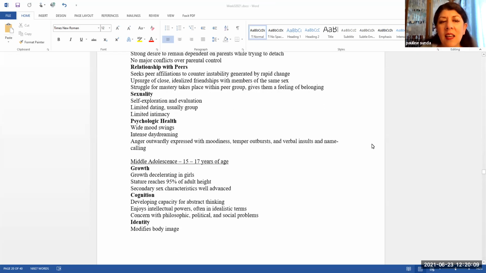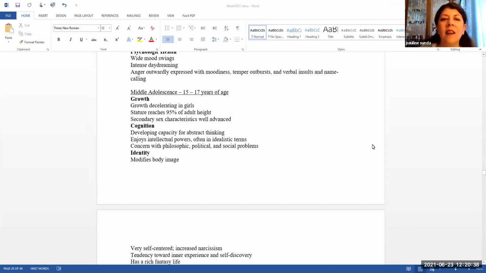Sexuality, here there's self-exploration and evaluation, really limited dating, more group dating, and limited intimacy. Psychological health, here they have wide mood swings, lots of daydreaming. They may be very moody and have temper outbursts and just be very angry. They may be very outwardly angry.